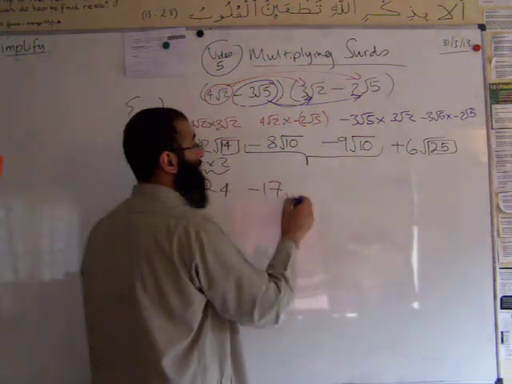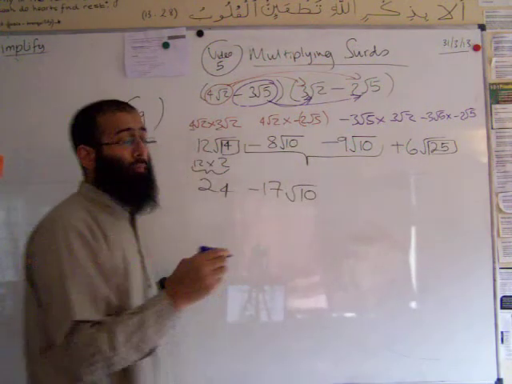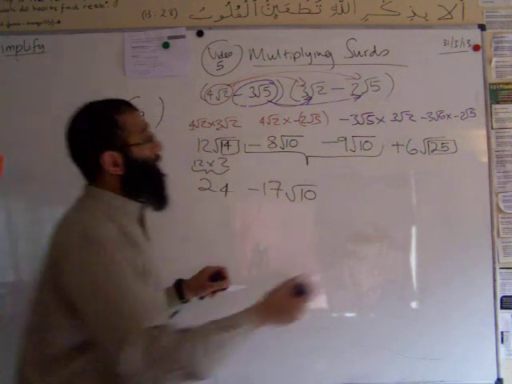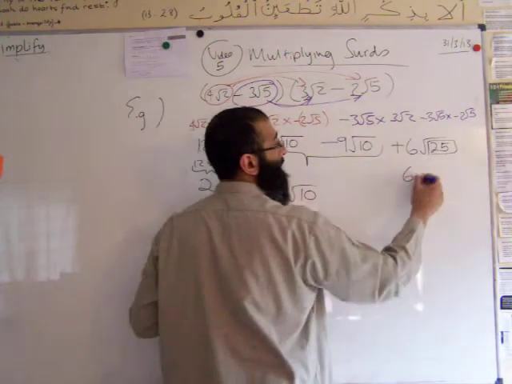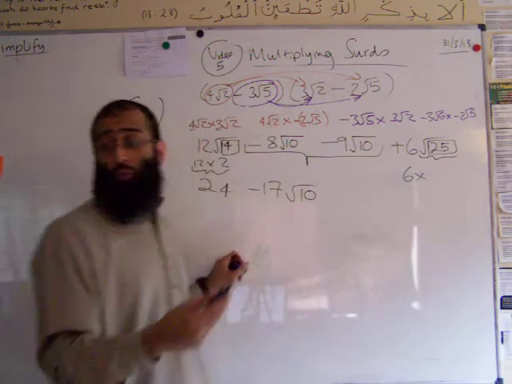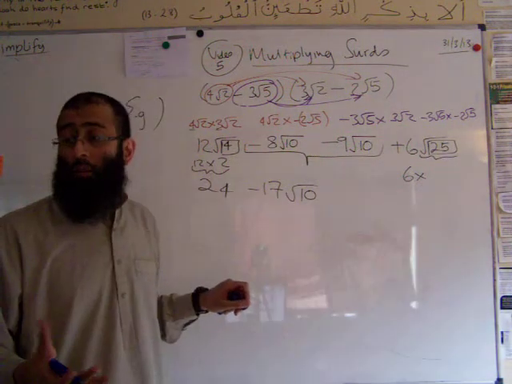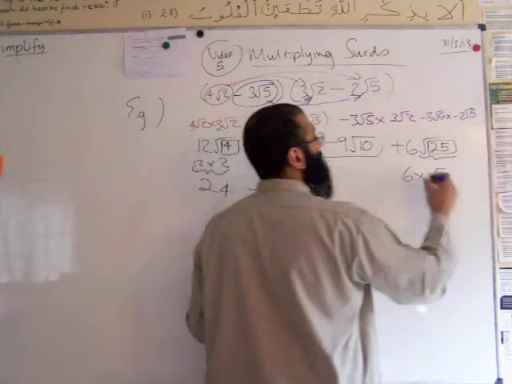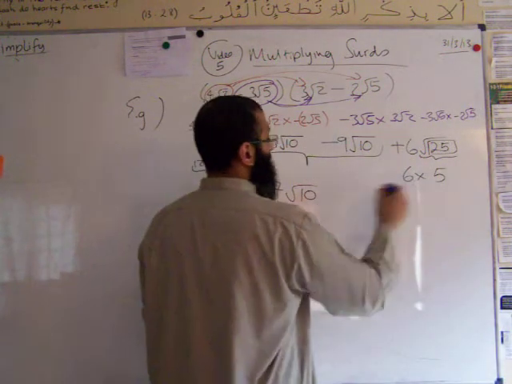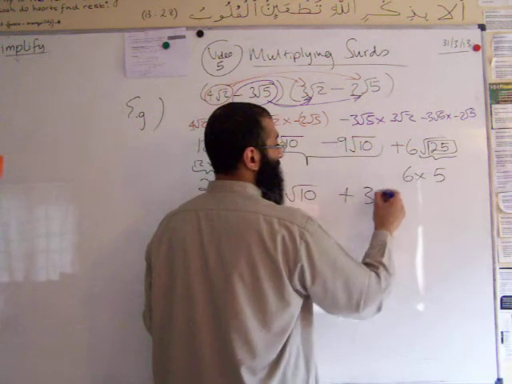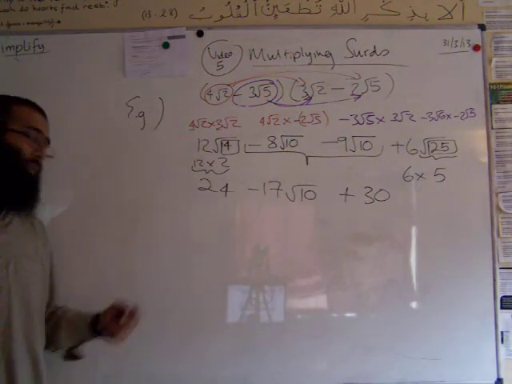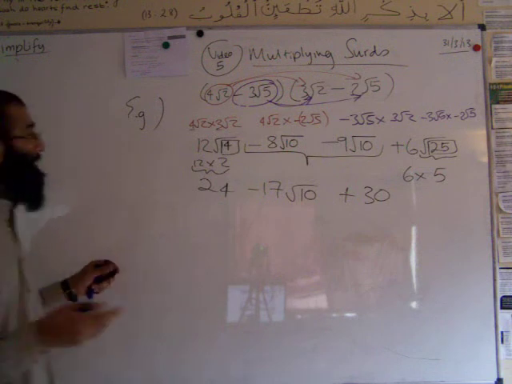Okay? Next we have plus 6 root 25. What happens with 25? What's root 25? Root of 25? Can you say that? 5. Thank you. Don't feel shy. It's only your voice on the video, not you. So 6 times by 5 will give us 30. Once you've done a couple of these questions, you'll be flying through it. It'll be a piece of cake.